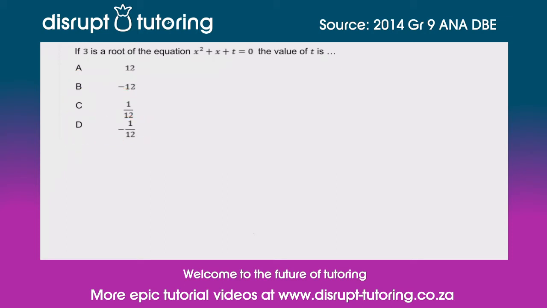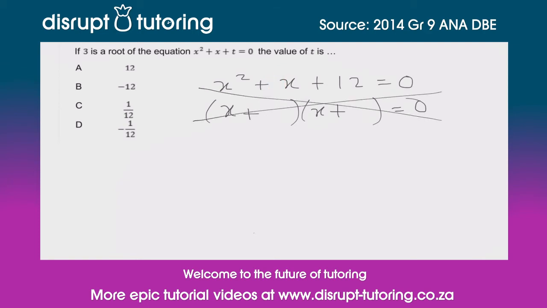Okay, so starting off with A, we've got x squared plus x, and if t was 12, it would be plus 12 equals 0. Now let's factorize that. We open up two brackets, equals 0. Because this is a plus sign and this is a plus sign, both of the signs are going to be pluses inside the brackets. Now let's square root that x squared, and the x goes in front of both of the brackets. Now we need to find two numbers that multiply to 12 and add to 1, and we know that's not possible, and therefore this cannot be the right answer.